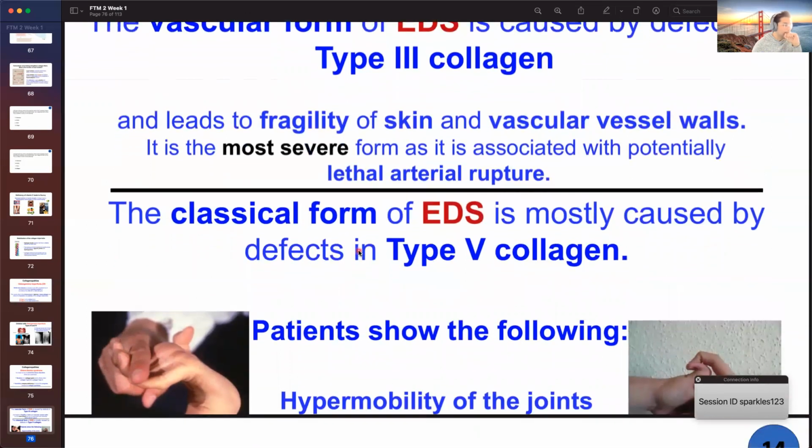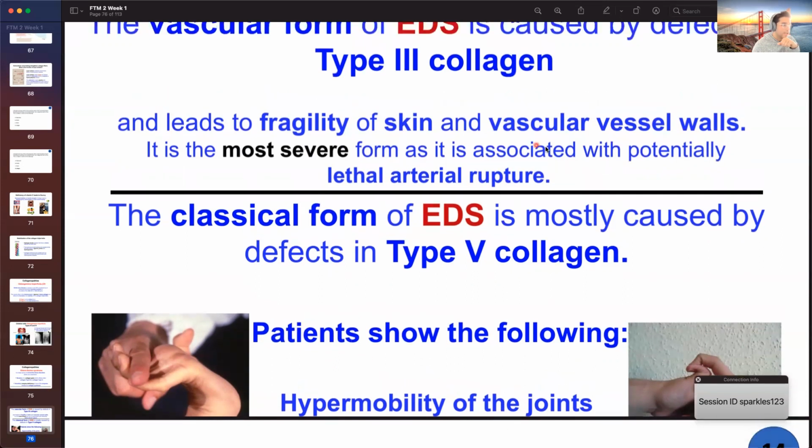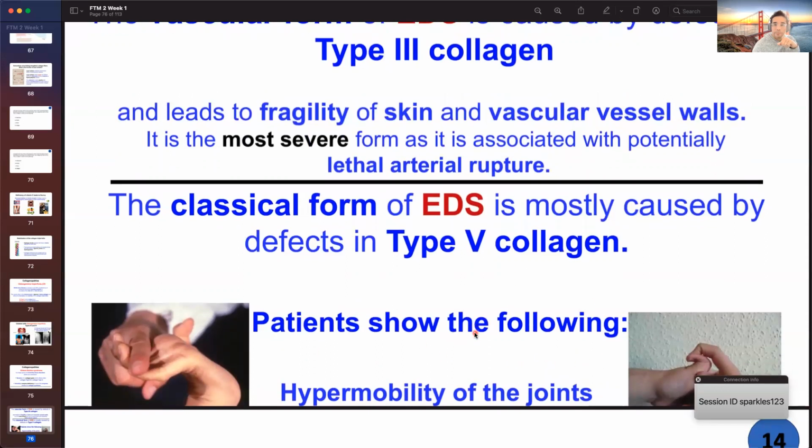Okay. Now, type 5 is pretty wild. It's called the classic form, and it's most caused by a defect in type 4 collagen, right? The patient shows with hypermobile joints. Be aware of that. Type 3, bad. Type 4 is a-okay. You're going to be just fine.